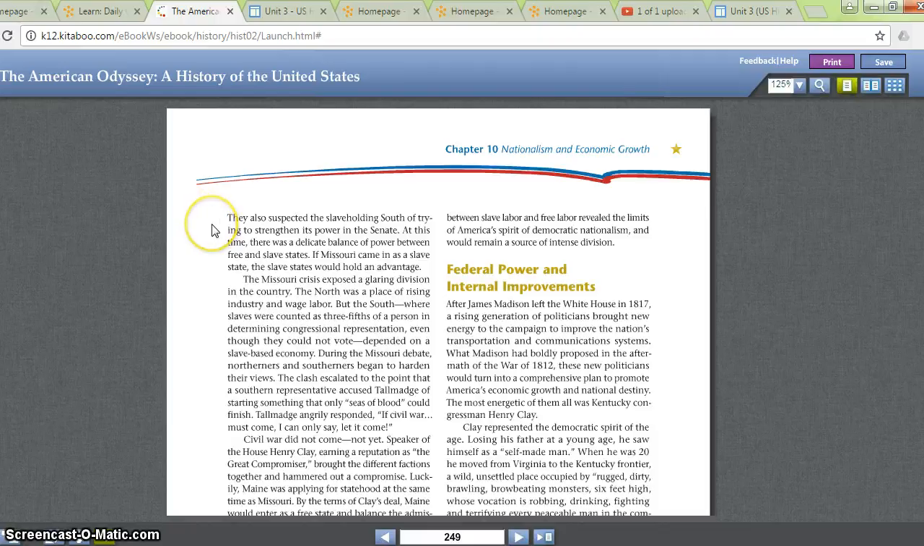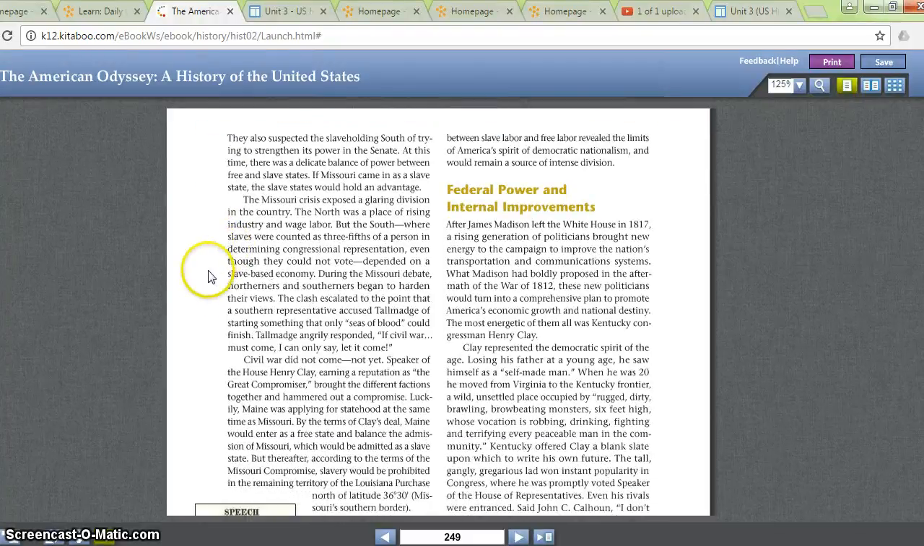They also suspected the slave-holding South of trying to strengthen its power in the Senate. At the time, there was a delicate balance of power between the free and slave states. If Missouri came in as a slave state, the slave states would hold an advantage. The Missouri crisis exposed a glaring division in the country. The North was a place of rising industry and wage labor, but the South, where slaves were counted as 3/5 of a person in determining congressional representation, even though they could not vote, depended on a slave-based economy.